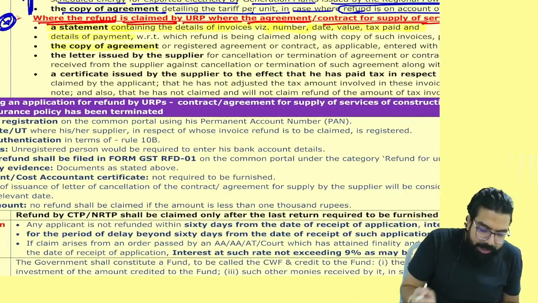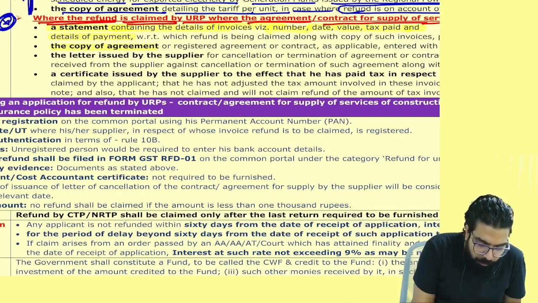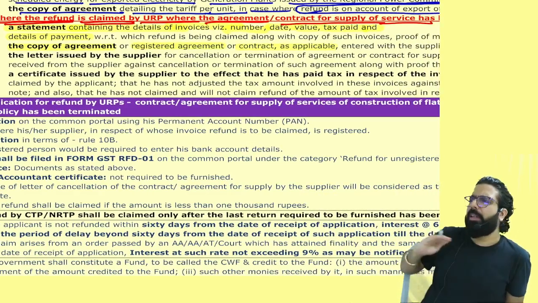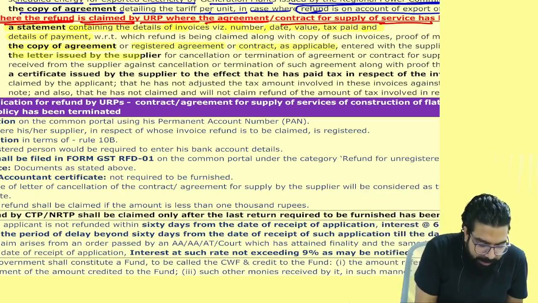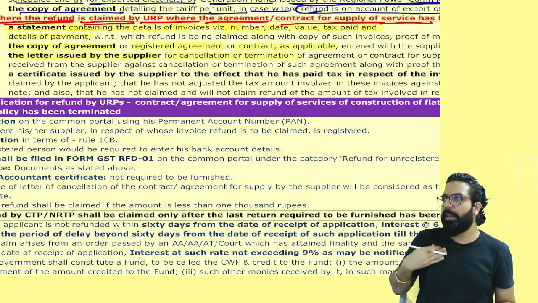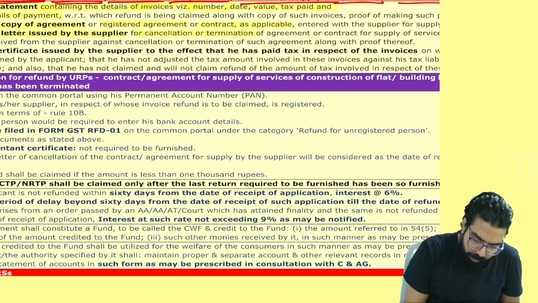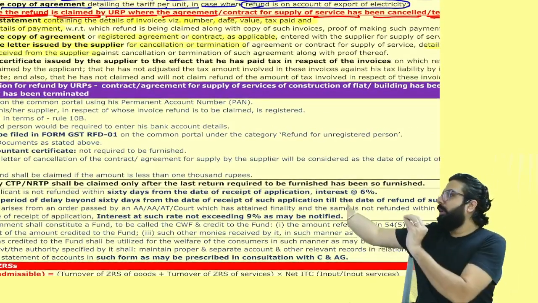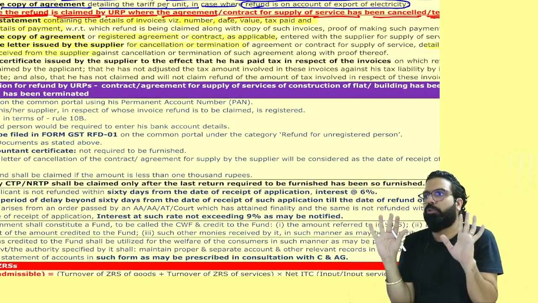Next, a copy of the agreement. A copy of the agreement between you and him, and also the registered agreement, as applicable, whatever agreement is there between the supplier and you. Next, a letter issued by the supplier for cancellation or termination. That person has cancelled, that letter you have to give. Again, details of payment received. He had returned me the payment, but he did not return the GST. That payment proof has to be there.